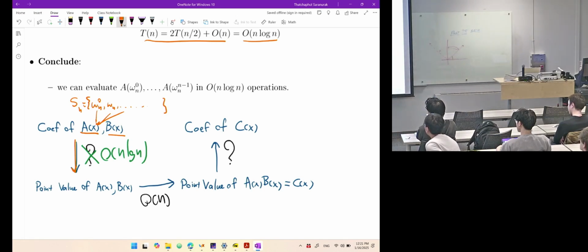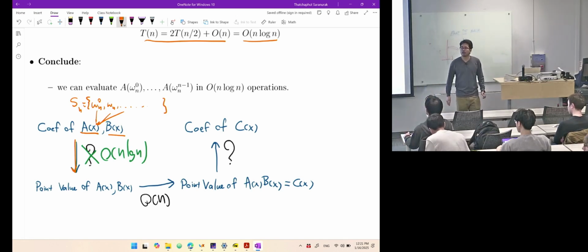Right. So we do this evaluation of A and B, and get the evaluation points of A and B here. And now you see that to get to this point is easy. Just multiply pointwise.